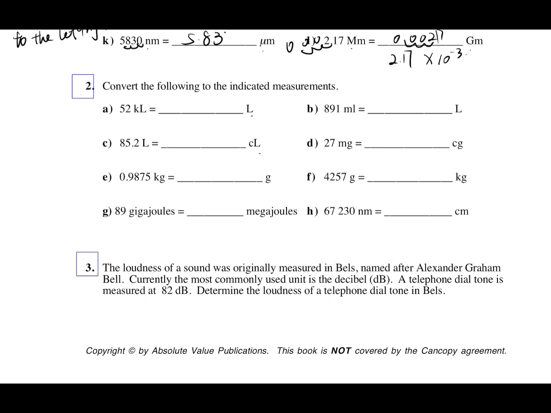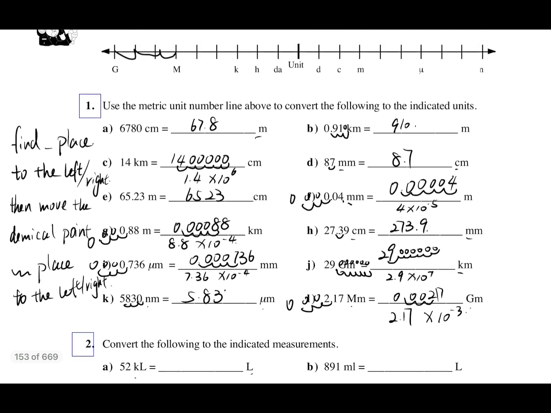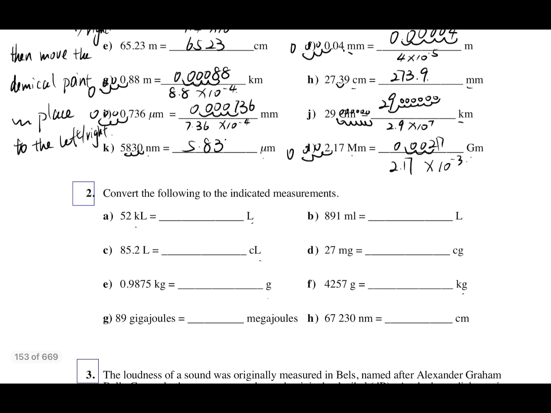Okay, it's the same thing. Let's look at this one. The first one is kilo. Kilo is kilo to unit, so it's 1, 2, 3, so it's 52000.